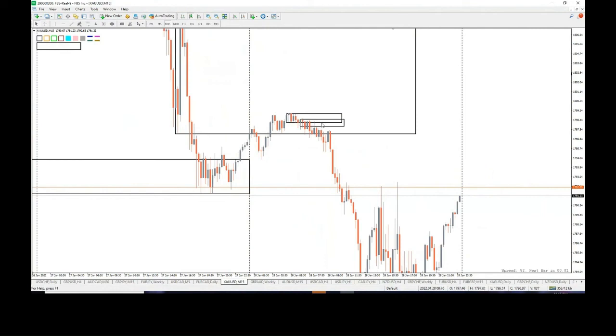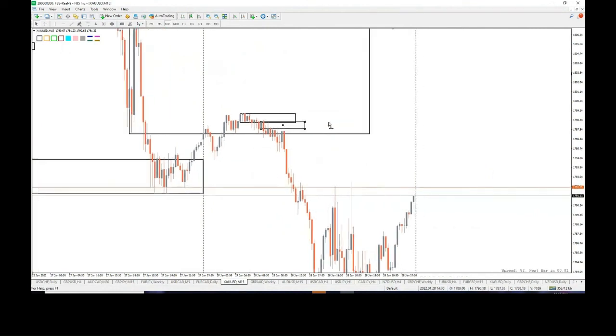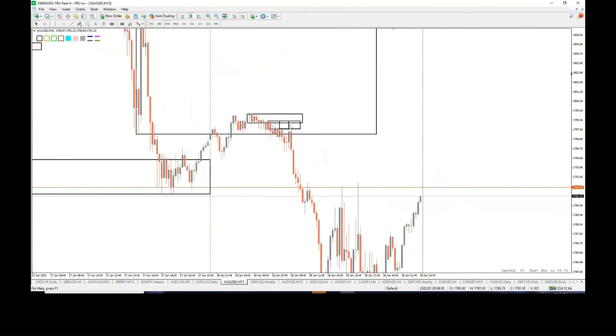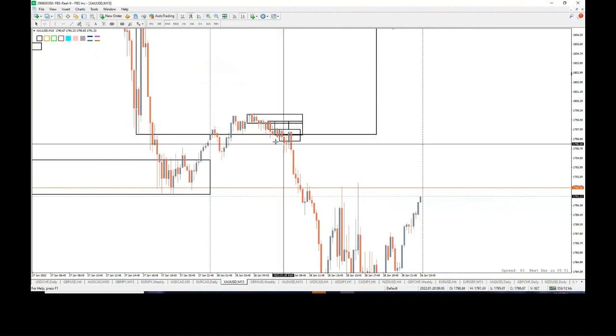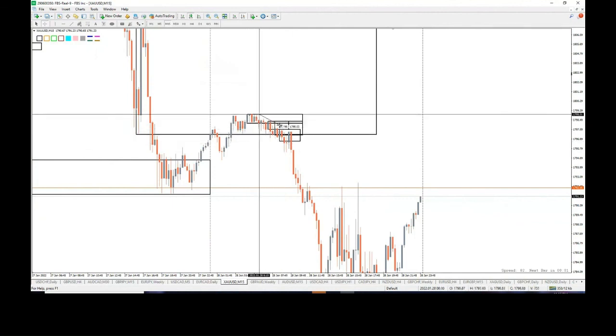Re-entry. I'm not waking up at this time, so yeah. Can you see? There's a lot of opportunity. If I'm waking up at this time, I will take these entries. So you don't have to wait a long time for opportunities, do you?